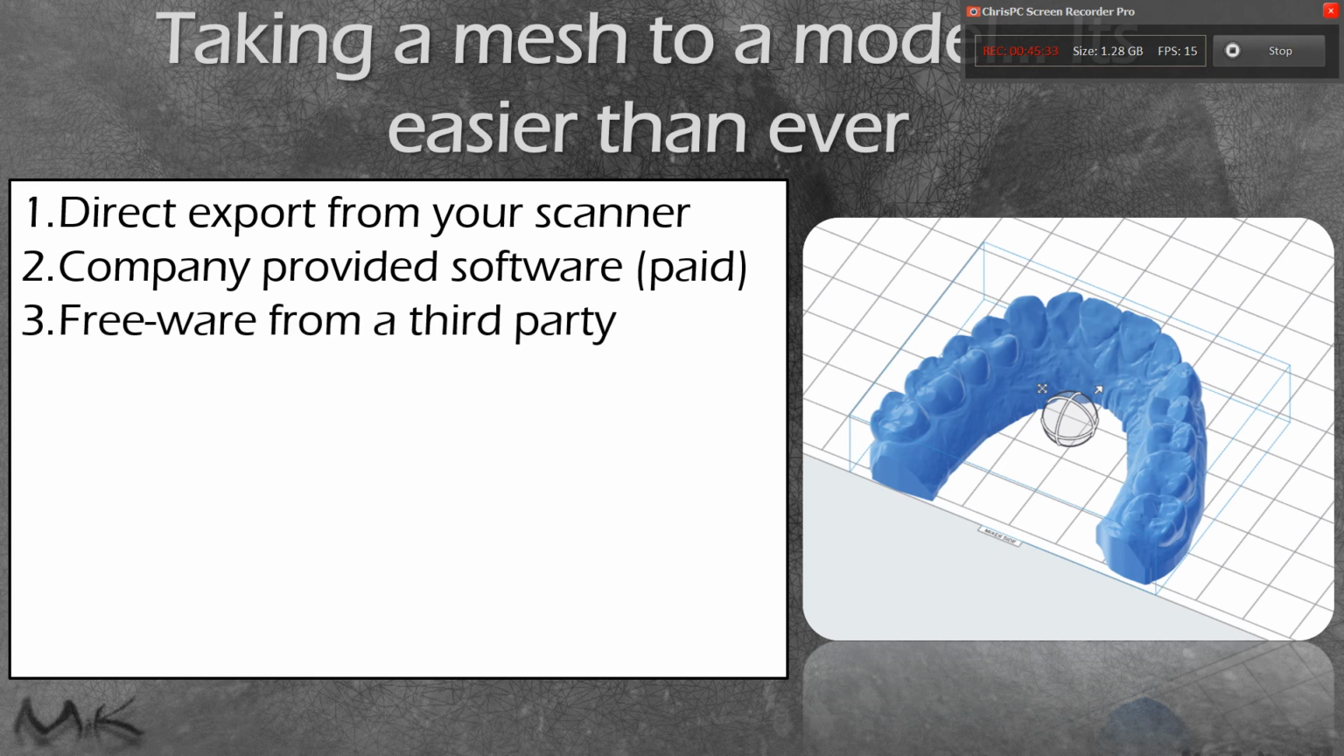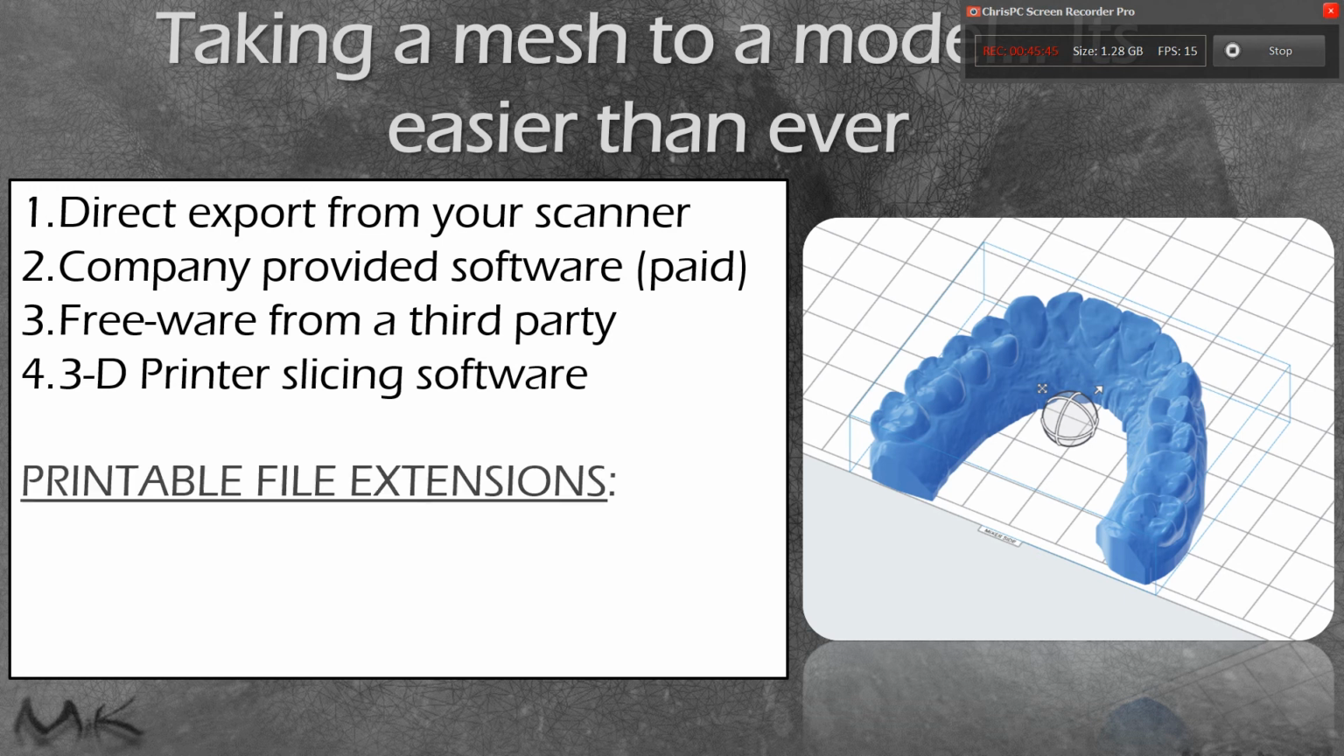You can use freeware from a third party, and I'm going to show you essentially how to do that here in a couple minutes. We can use 3D printer slicing software like you see on the right hand side, but ultimately we have to understand that when we go to print a file, we have to have either an STL or an OBJ, or object type of image. When we start to look at color printing, PLY is something that we can export to a color printer.